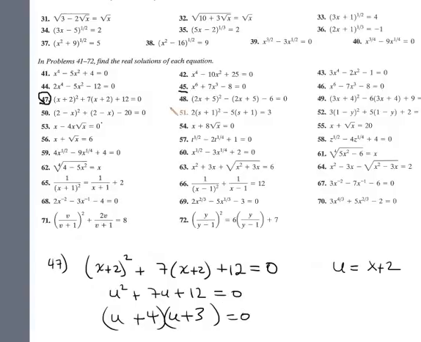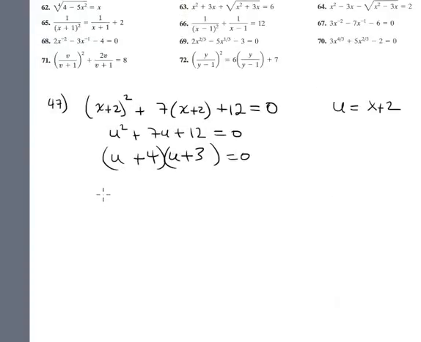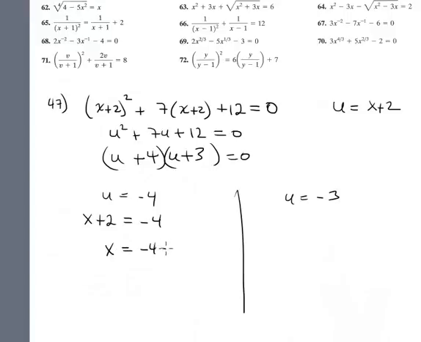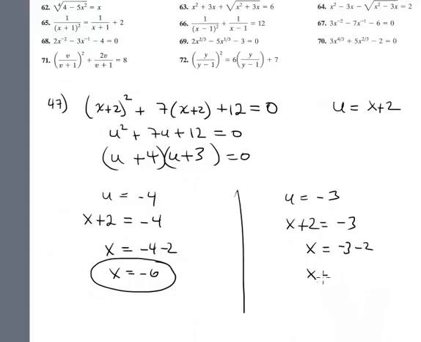Then the solution is u equal negative 4 and u equal minus 3, and u is x plus 2. So x plus 2 equal negative 4, so x is equal minus 4 minus 2 is negative 6, and x plus 2 is equal minus 3. X is equal minus 3 minus 2 is negative 5. So the solution set is negative 6 and negative 5.